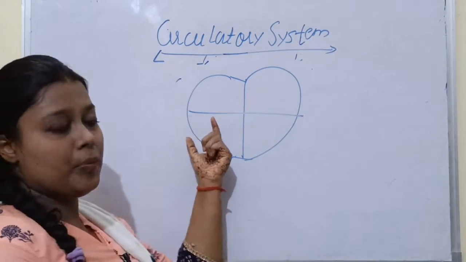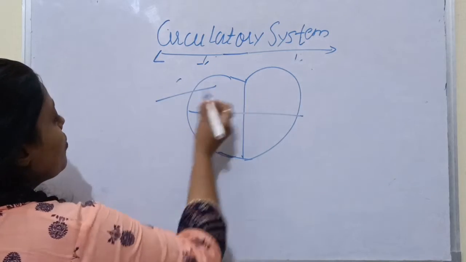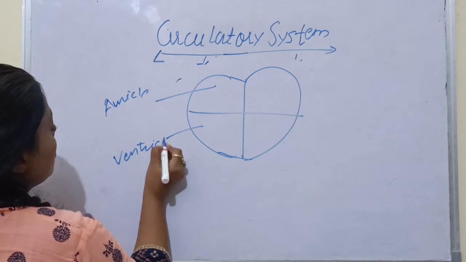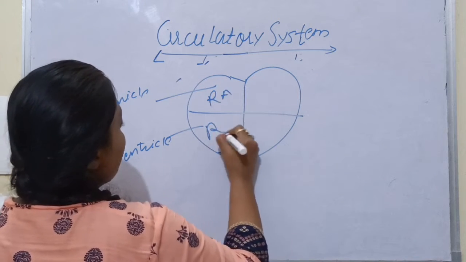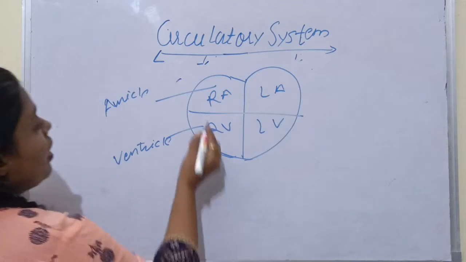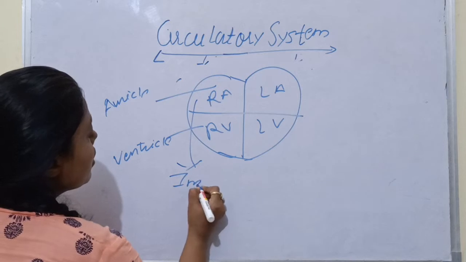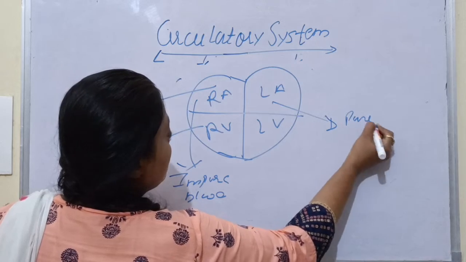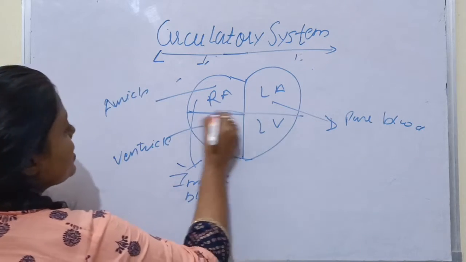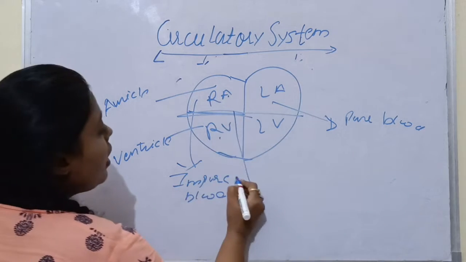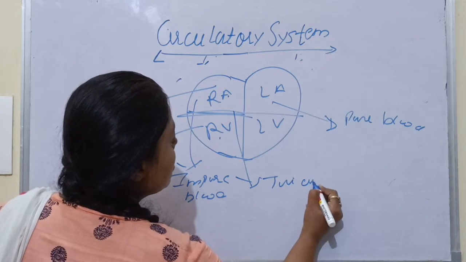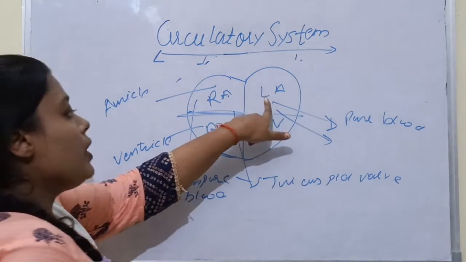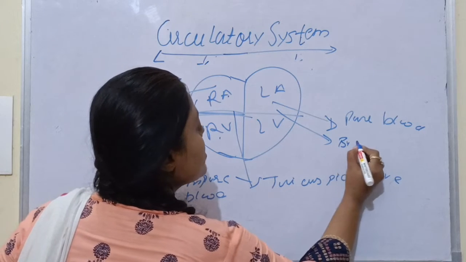It is divided into right side and left side. The upper part of the heart is known as auricle and the lower part is known as ventricle. This is right auricle, right ventricle, left auricle and left ventricle. Right side contains impure blood, and left side contains pure blood. There is a valve present between the right auricle and right ventricle. It is known as the tricuspid valve. And again a valve is present between the left auricle and left ventricle. It is known as the bicuspid valve.